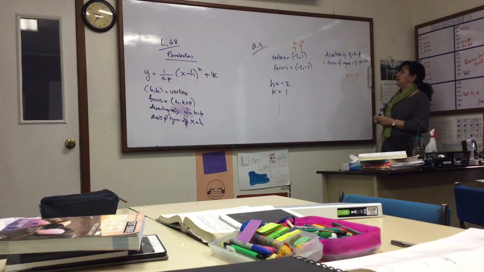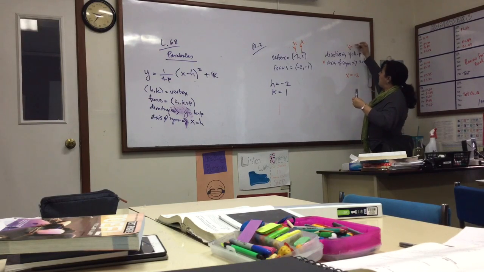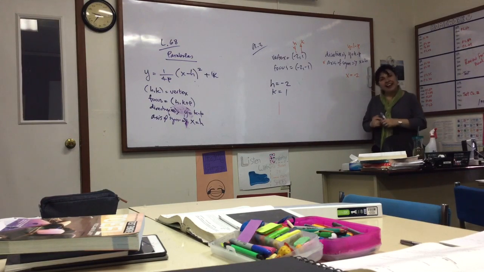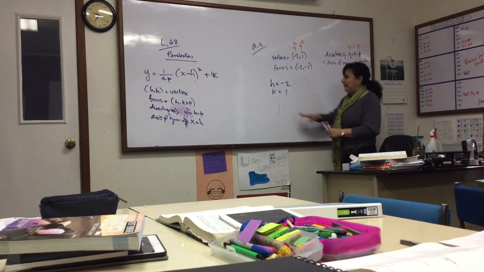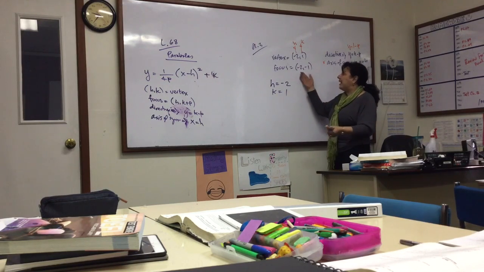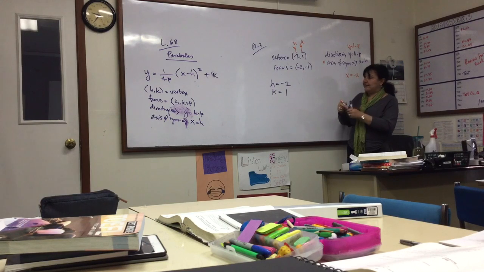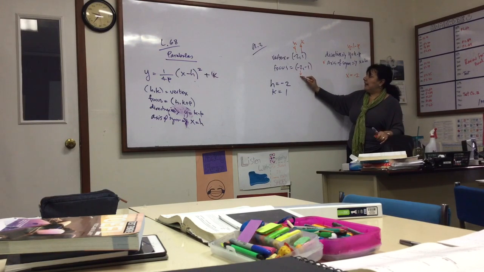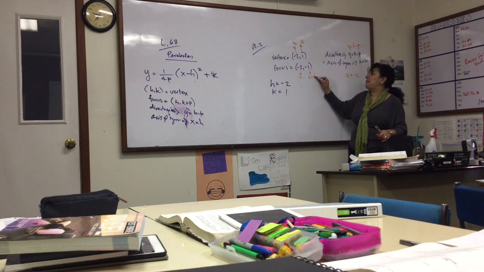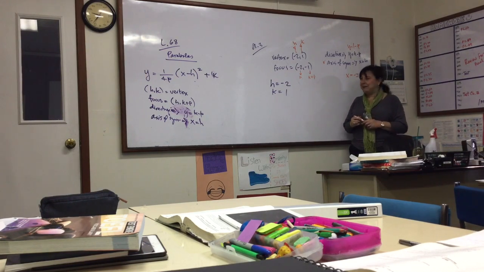The directrix says it's K minus P. I've got K. So Y equals 1 minus P. I don't have P. Can I get P? Yeah. How? You can use K plus P equals Y also. Look, this one is H, and this one here is K plus P. Do I know K? Yeah, I do.